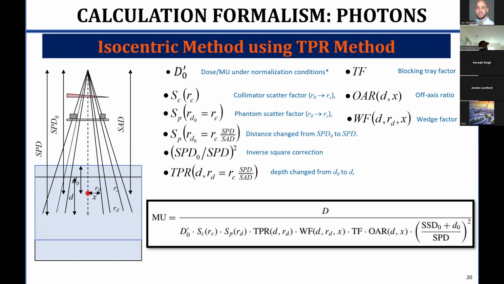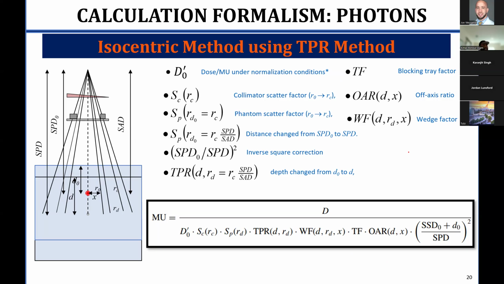SCP, which is the product of SC and SP, represents the in-water output ratio, which is the ratio of the dose per MU in a phantom for a given field size to the dose per MU for the reference field size, which typically is 10 by 10. Understand that SCP is measured at the normalization depth within the water phantom, and it depends on both the collimator field size and the normalization depth. The increase in dose due to field size can come from both an increase in energy fluence originating in the collimator head and scatter from within the patient. You have SP, which is the phantom scatter factor, and SC, which is the collimator scatter factor. We're going to talk about these terms in greater detail.